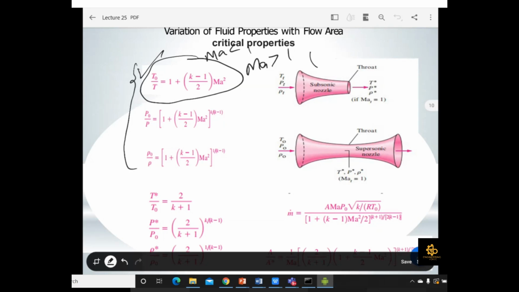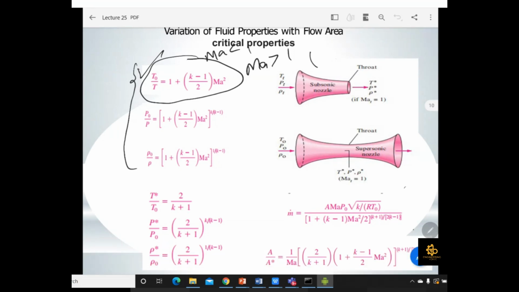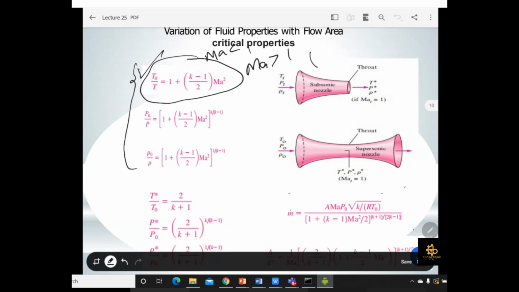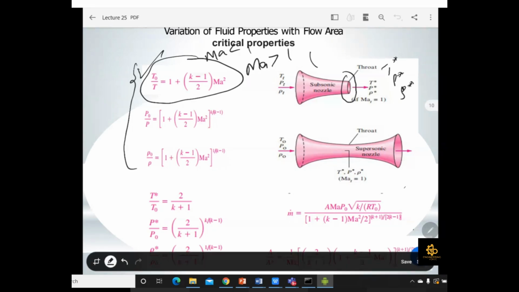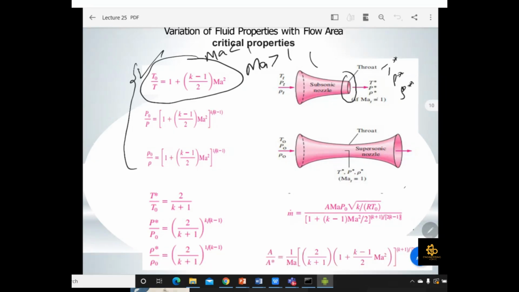So these are the stagnation properties which we already discussed in the previous lectures. Now an important thing is the critical properties. What are the critical properties? Critical properties are properties in a nozzle or diffuser that we denote with a small star, like T star. A critical property is for the specific Mach number, that is, Mach number equal to 1.